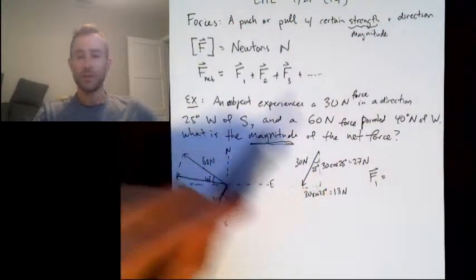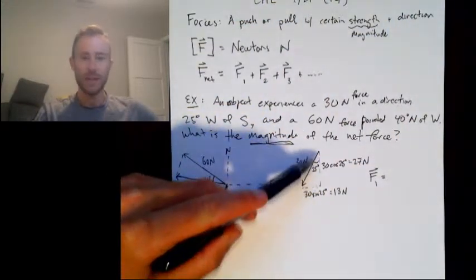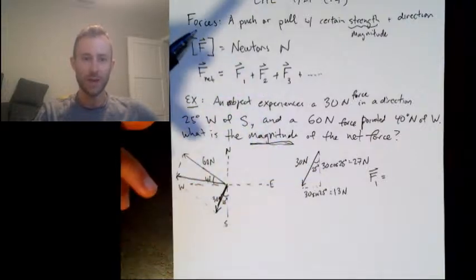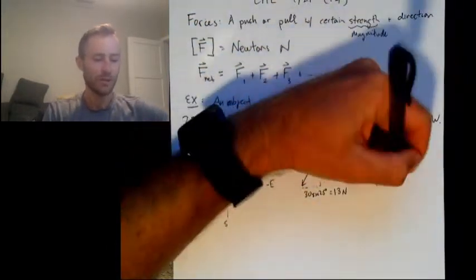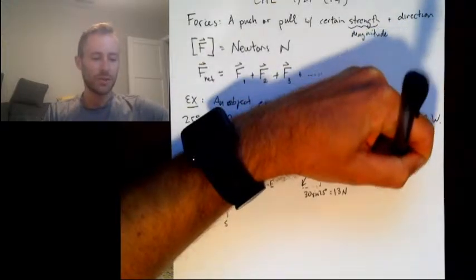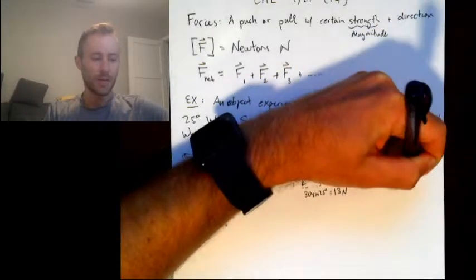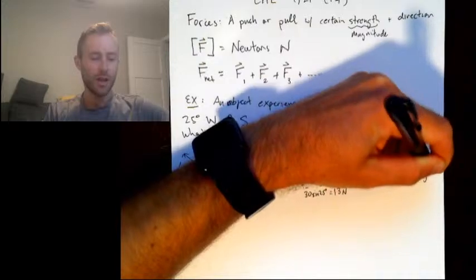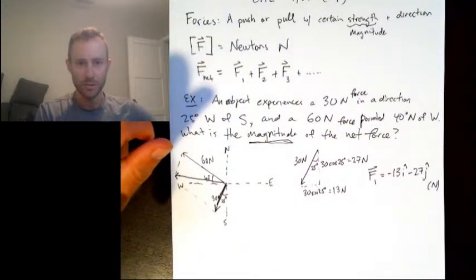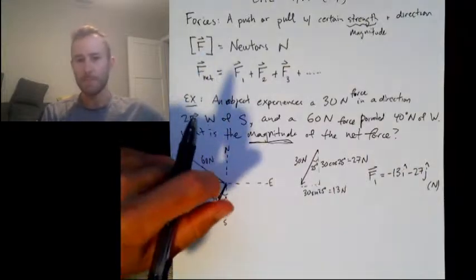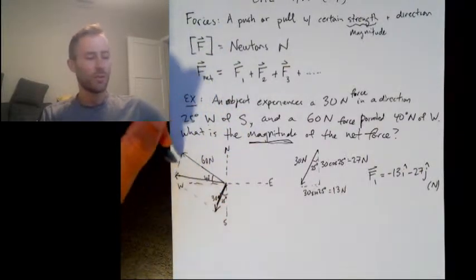So if I call this vector F1, I can see that this vector goes to the left and it goes down, so that means it has a negative i component and a negative j component. So this is actually the vector minus 13 i hat minus 27 j hat. And I'll put parentheses newtons afterwards to indicate that I'm measuring those in newtons.